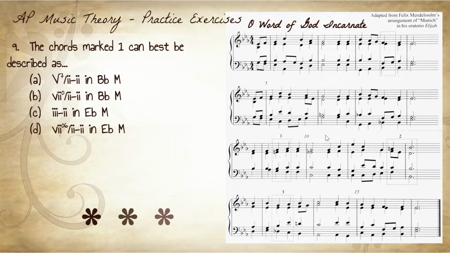Question 9. The chords marked 1 can best be described as, we have 4 different options here. We have A, which is in B flat major, B, which is also in B flat major. We have C and D, which are both in E flat major.